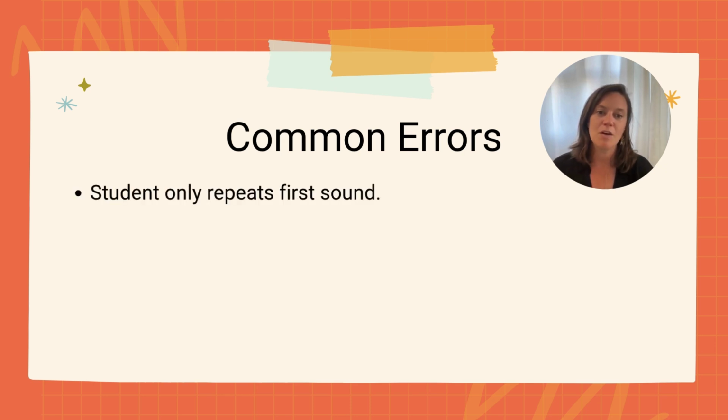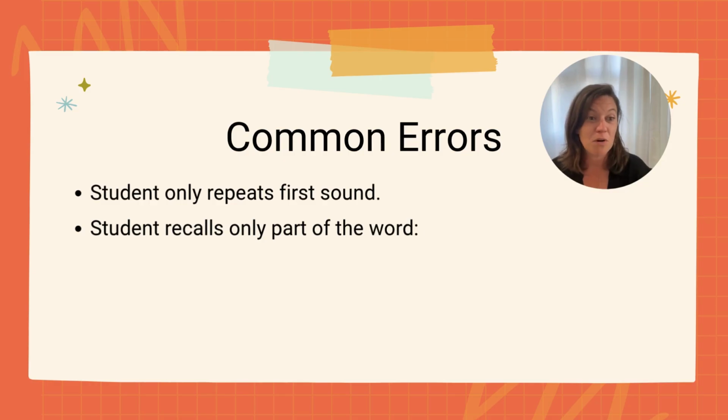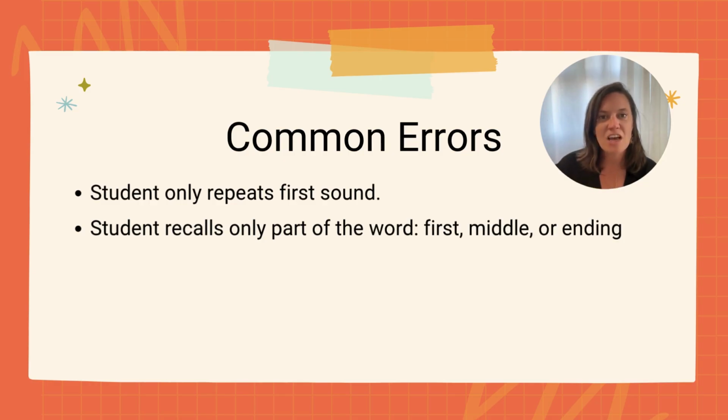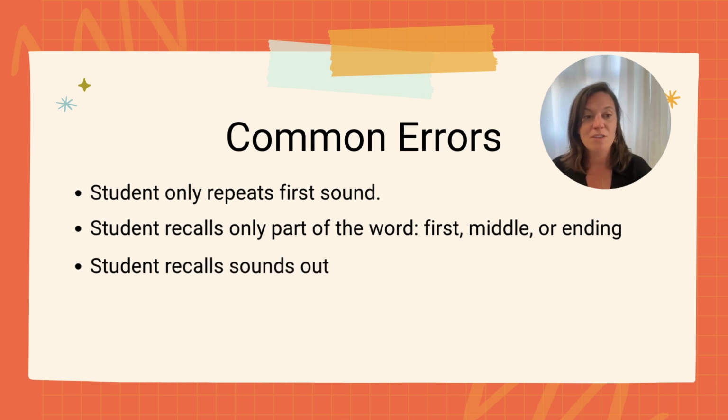First, a student may only repeat the first sound of the word they hear. So you ask them to segment the word moon, and they just remember mmm. Students might recall only part of the word. It could be the first, middle, or the ending. Often, students with long term memory challenges just give you the ending of the word. So you said, tell me the sounds in stop, and all they remember is p. A student might recall the sounds out of order. So they could hear stop and they tell you p, t, ah.